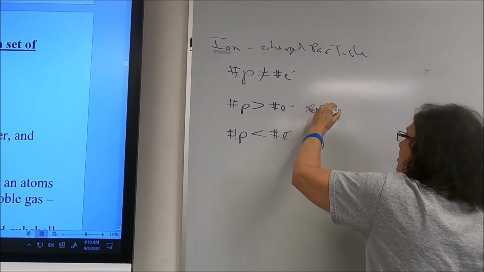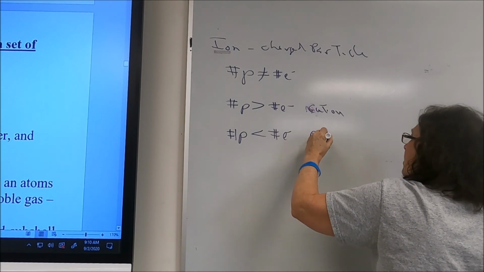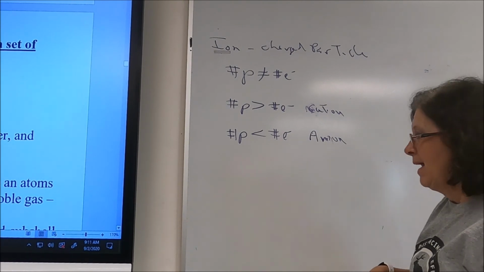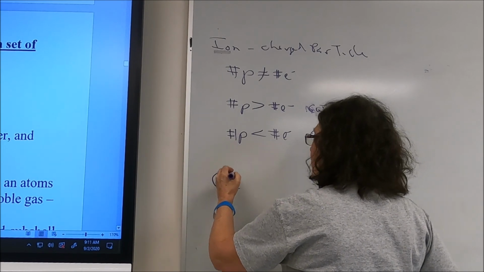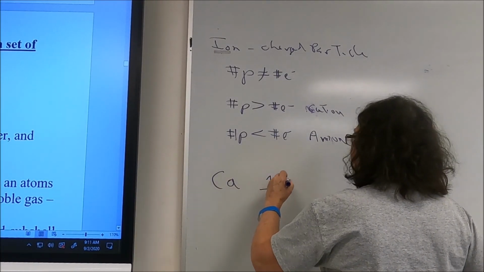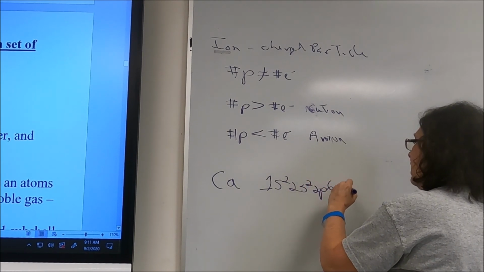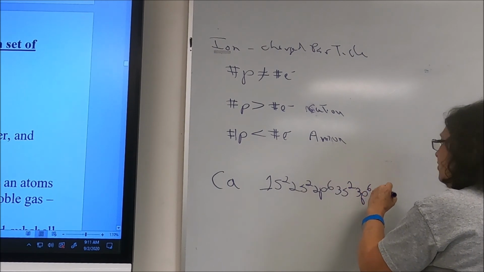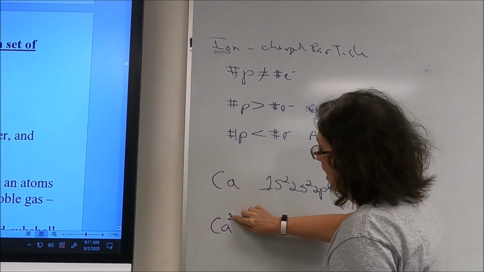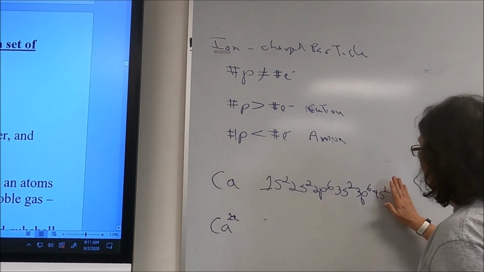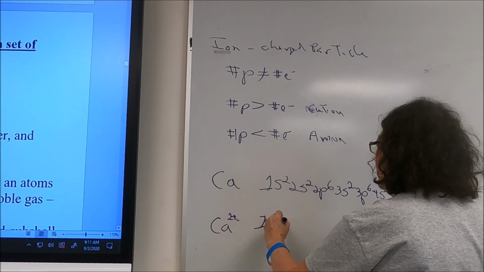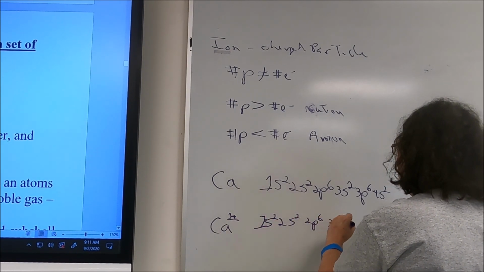Protons greater, that's a cation. Protons less, that's an anion. Cations are formed by losing electrons. Anions are formed by gaining electrons. So if I looked at a calcium atom, calcium has 20 electrons. So it's 1s2, 2s2, 2p6, 3s2, 3p6, 4s2. So that's 20 electrons. Calcium forms a calcium 2+ ion. We'll talk about why later. So if I take 2 electrons away from the electron configuration of calcium, I'm going to take off the 4s2. So its electron configuration is 1s2, 2s2, 2p6, 3s2, 3p6.